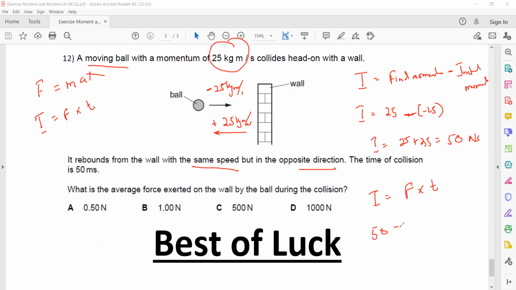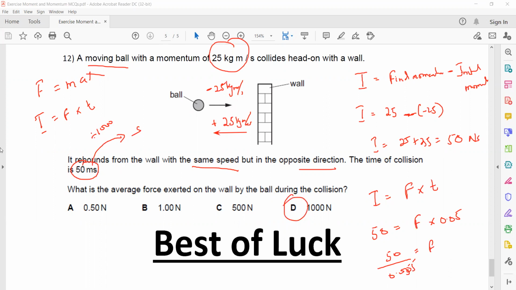Impulse is 50, force, and time is in millisecond. So you have to convert the millisecond into second. To convert millisecond into second, you divide by 1000. So it will be 50 divided by 1000, which is equal to 0.05. And 0.05 is multiplied, on the other side it will divide. So 50 divided by 0.05, that's equal to 1000 Newton. So D will be the right answer.